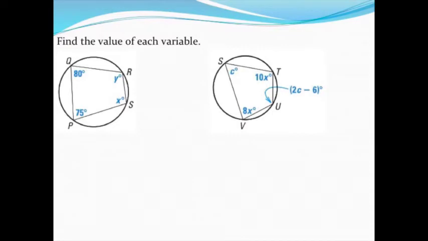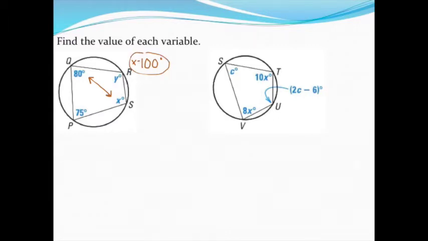When a quadrilateral is inscribed in a circle, we know that opposite angles are going to be supplementary, meaning they add up to 180 degrees. So in this case, I can find x because I know that 80 degrees plus x has to equal 180. So x must be 100 degrees because 100 plus 80 is 180.